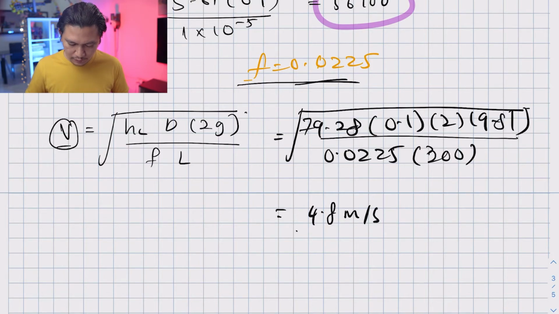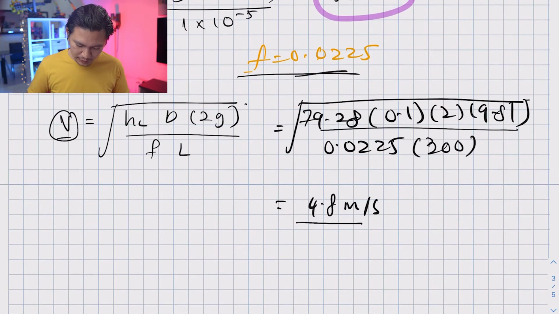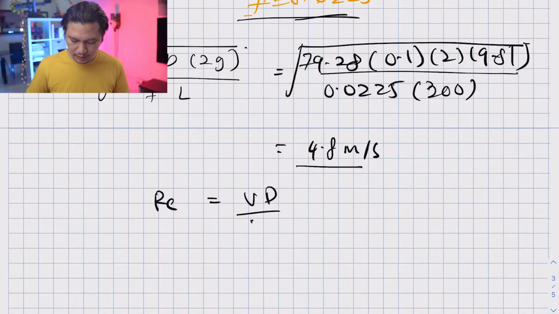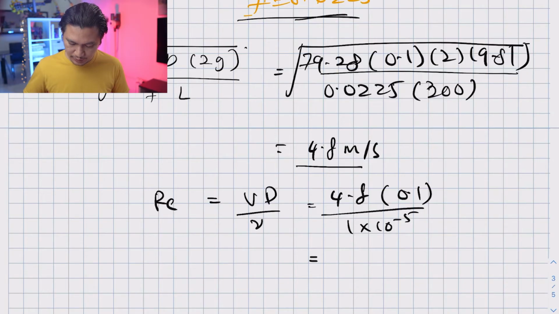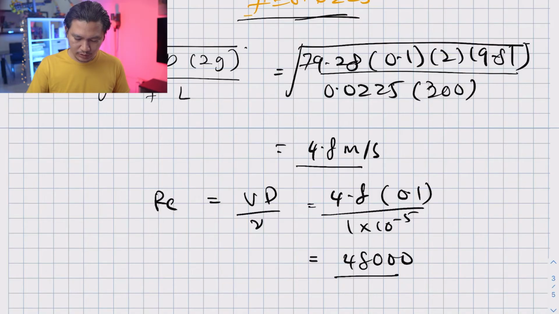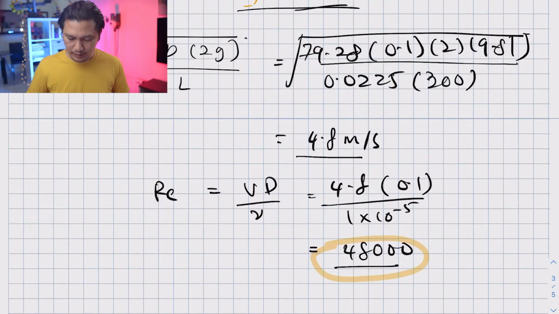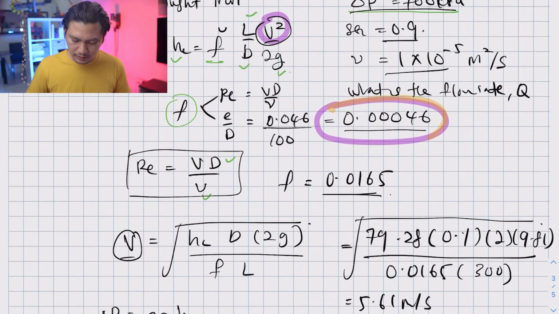Okay, and what do we do after we find the velocity? We can find our new Reynolds number. So our new Reynolds number is now velocity times diameter divided by nu, that is 4.8 times diameter is 0.1, and nu is 1 times 10 to the power minus 5. That will be 48,000 this time. And using the combination of this Reynolds number and this relative roughness, you're going to find a new friction factor.